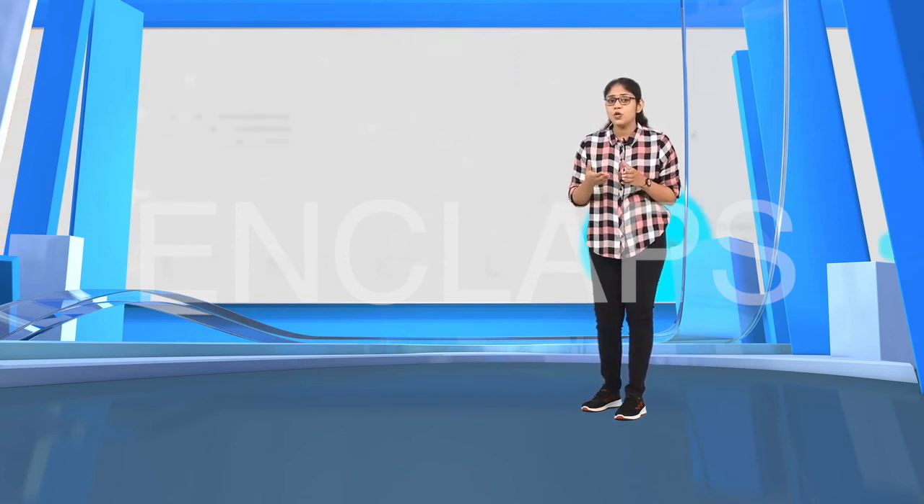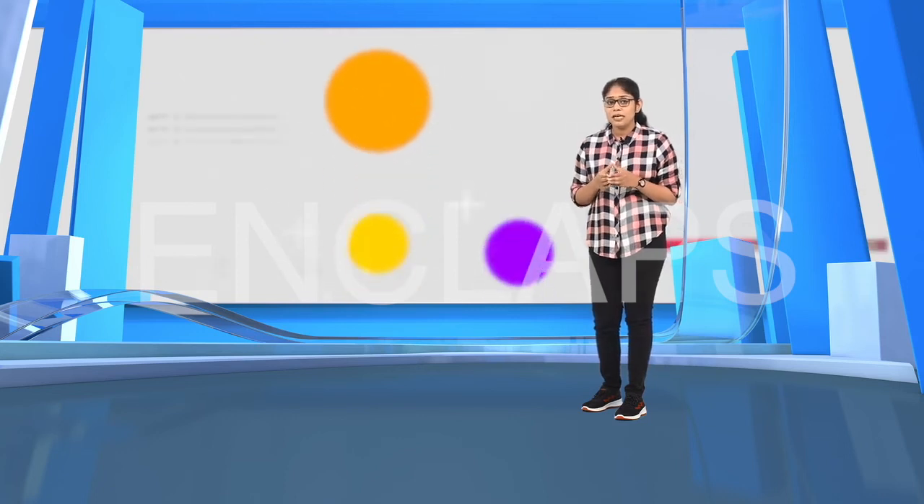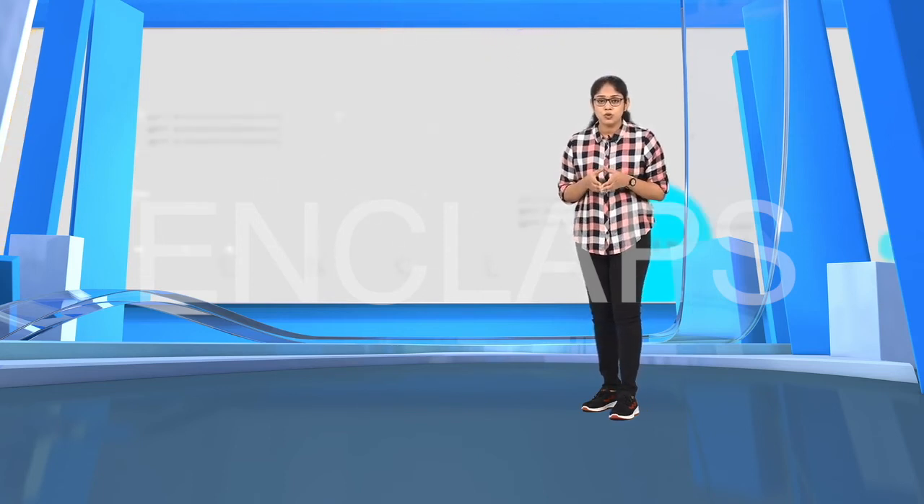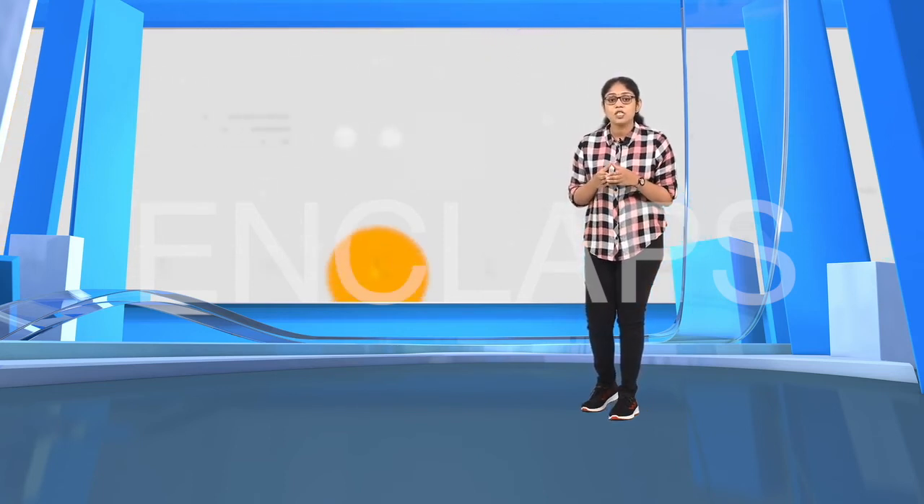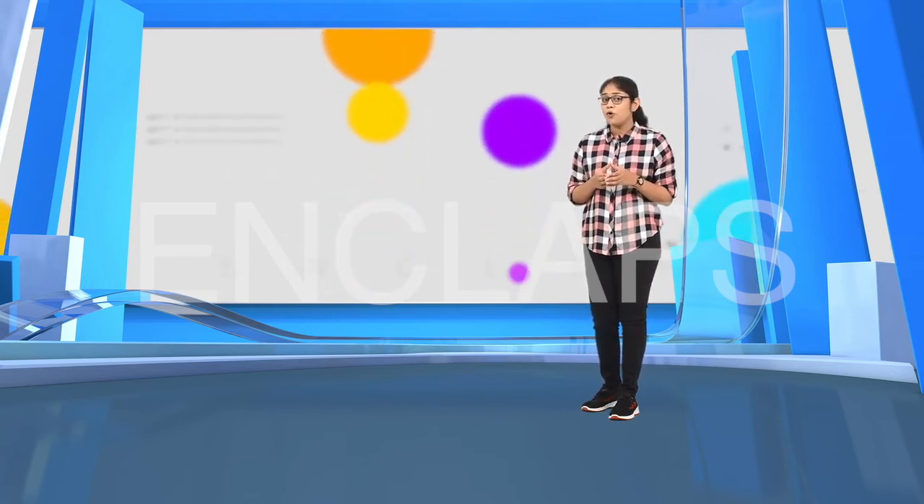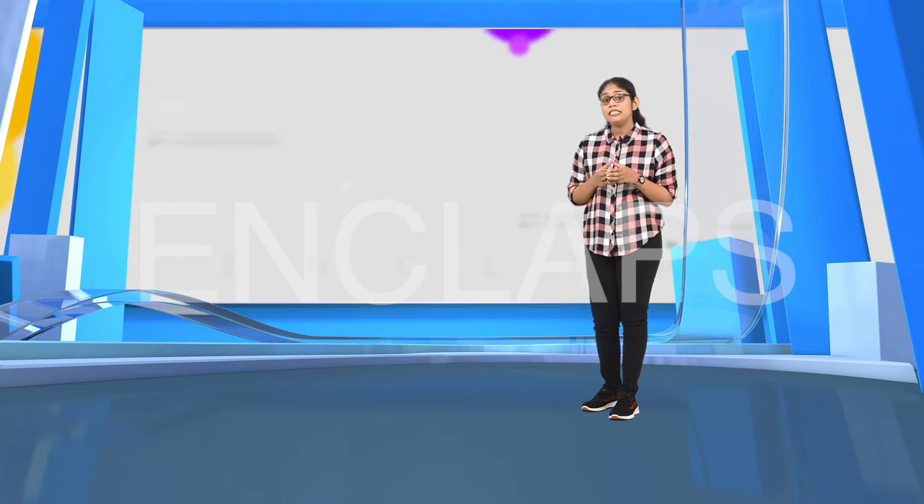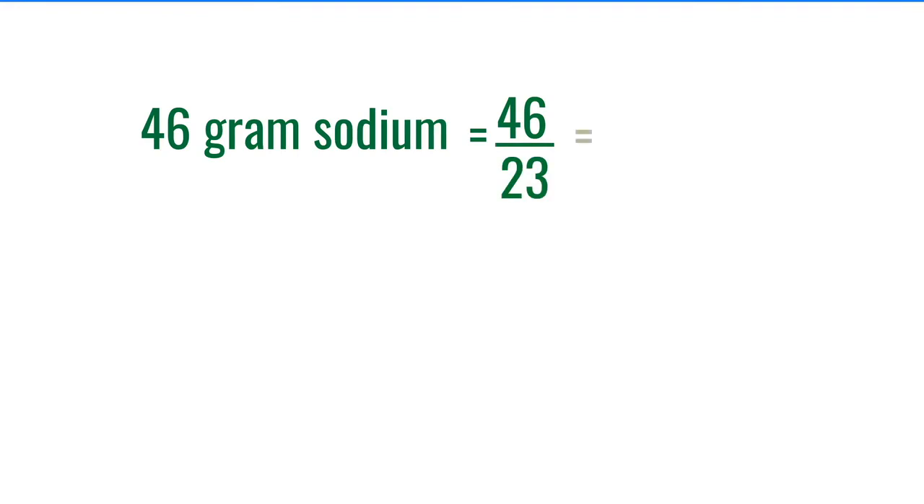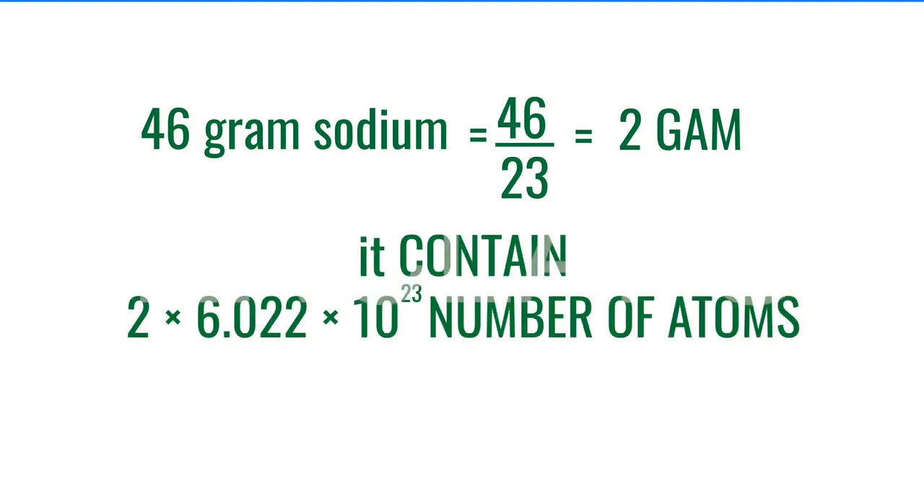Okay, can I ask you one thing? 1 gram atomic mass of sodium means 23 gram sodium, which contains 6.022 into 10 raised to 23 number of sodium atoms. What about 46 gram of sodium? How many GAM is it? And how many number of atoms are contained in it? 46 gram sodium equal to 46 divided by 23 is equal to 2 GAM. Okay. Then it contains 2 into 6.022 into 10 raised to 23 number of atoms.